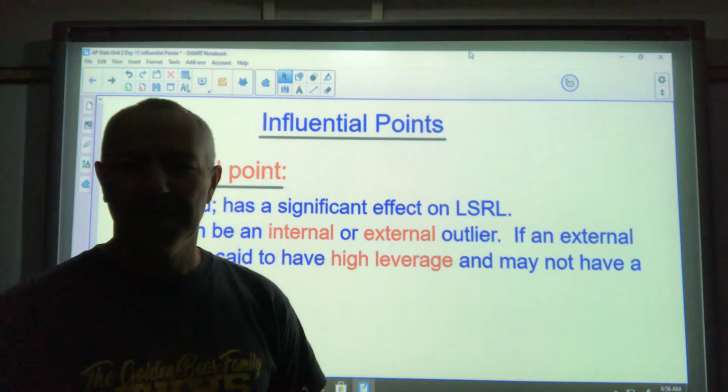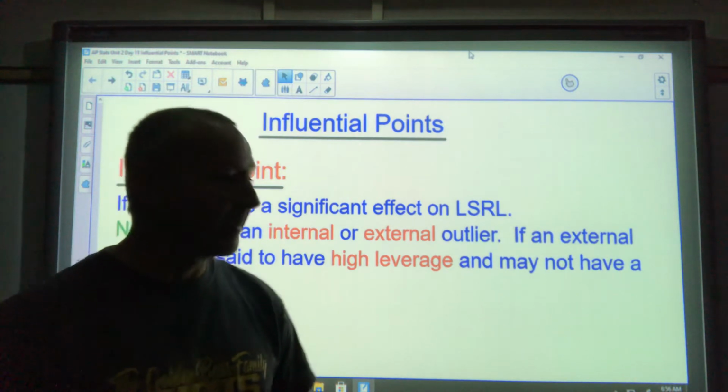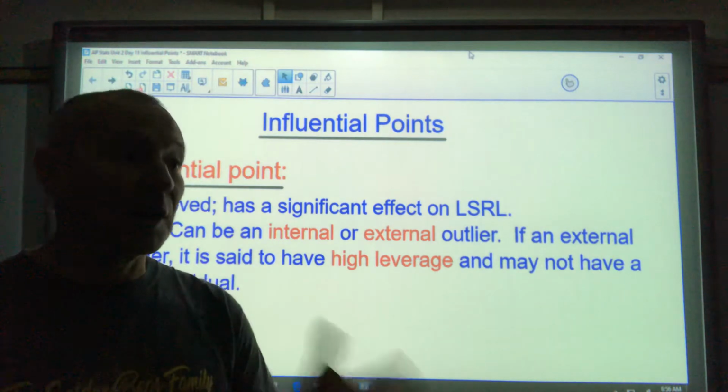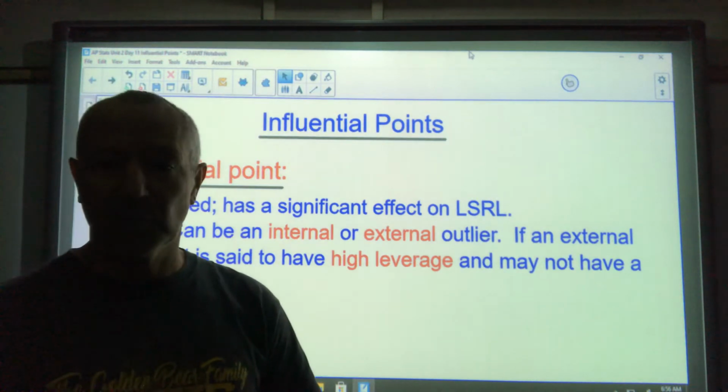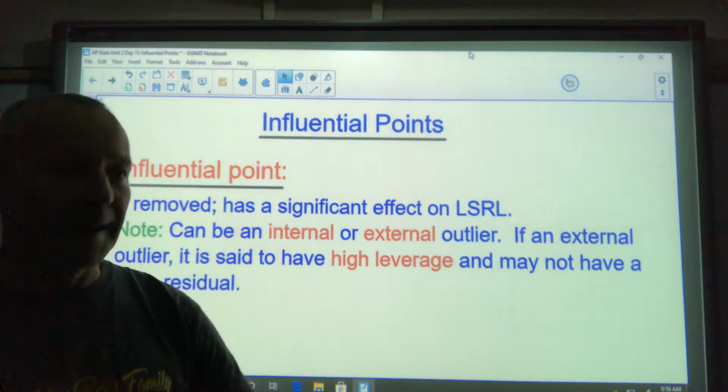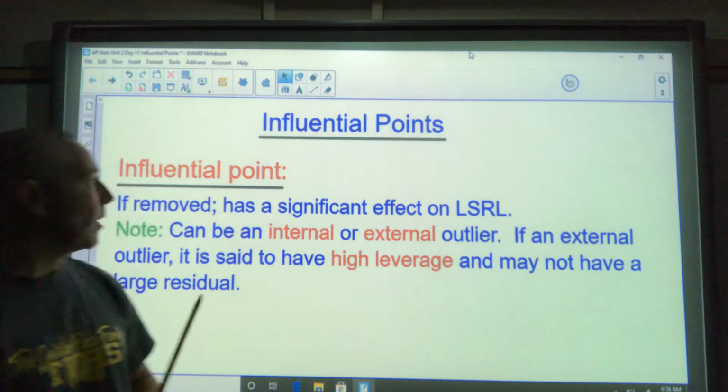This is a session on influential points, okay? And influential points, just like the name indicates, have a large influence on the least squares regression line if they're either in or taken out of that data set, okay? So here we go.